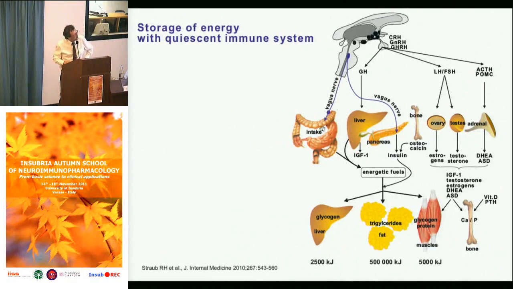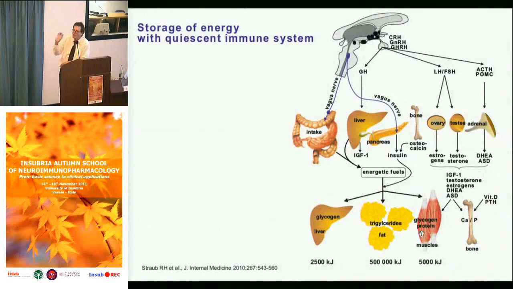The vagus nerve makes the propulsion. The vagus nerve is responsible for the uptake of factors, and the vagus nerve is also responsible for the storage of glucose in the liver, for example. The liver itself also provides energy-rich fuels, free fatty acids particularly, which are stored in the fat tissue. And proteins are stored typically in the muscle.